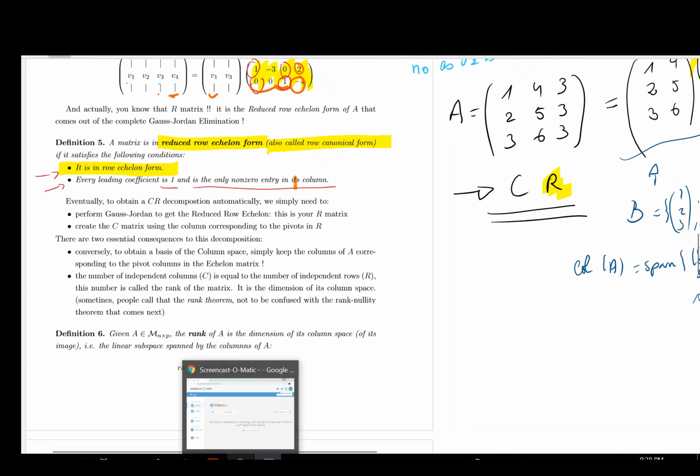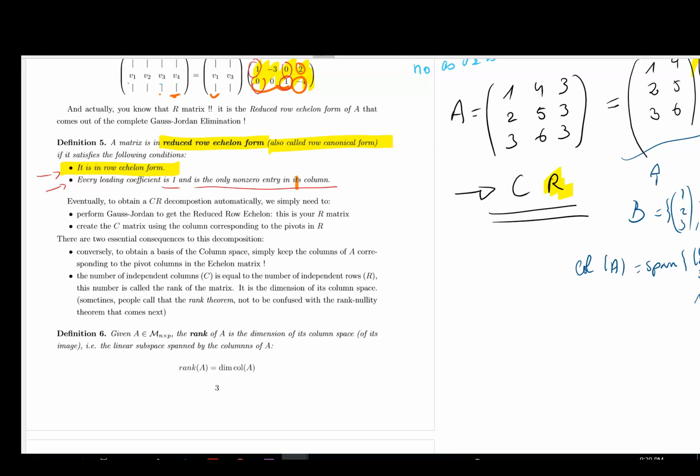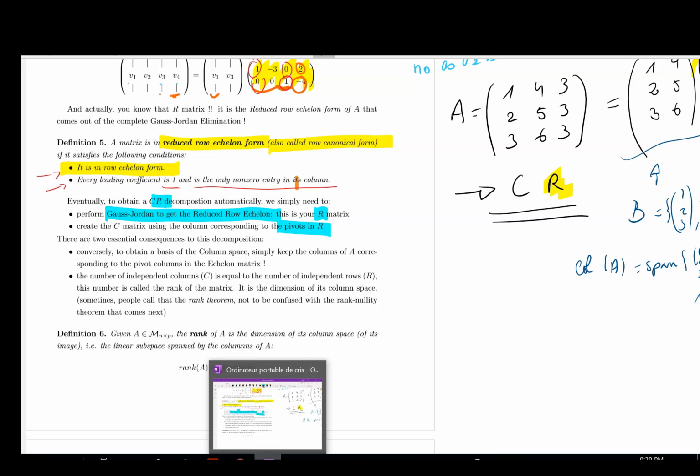So, what are the implications of this? Mostly, in order to obtain the CR decomposition, as you know, the R corresponds to the reduced row echelon form. That's the simple one. That's how you get it: you perform the Gauss-Jordan algorithm until you get the reduced row echelon form. This is going to be your R matrix. And then you look at the corresponding pivot columns to make your C matrix.